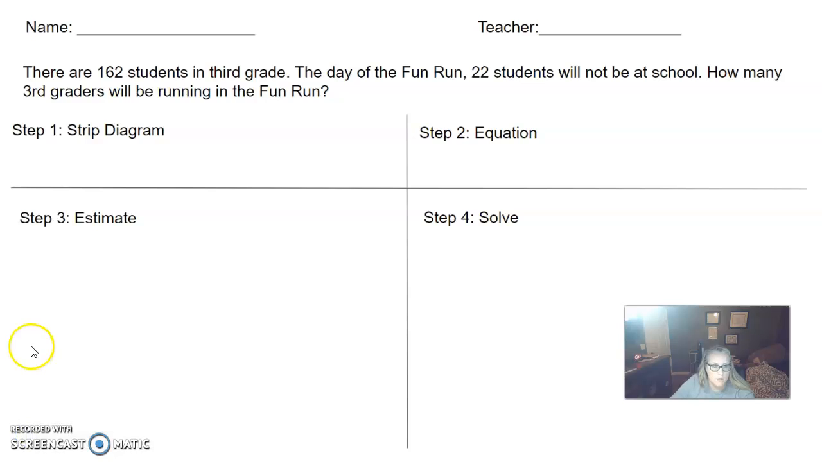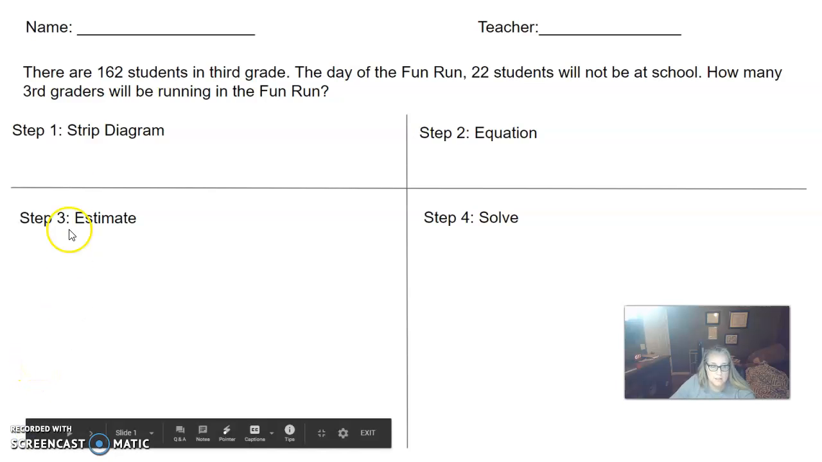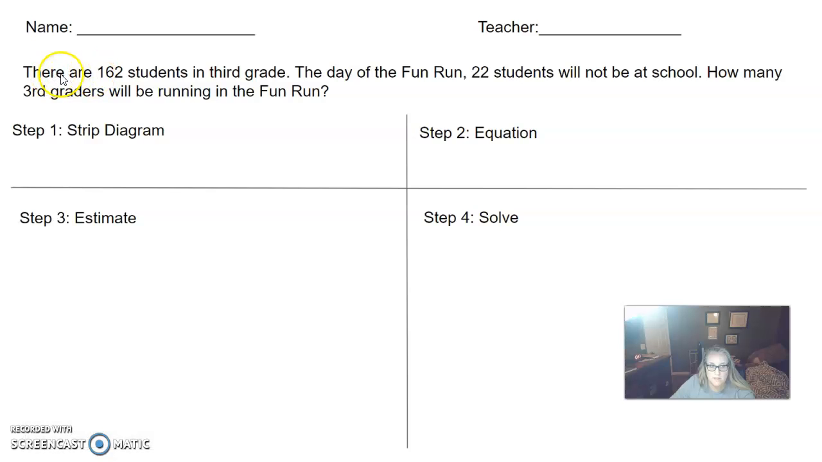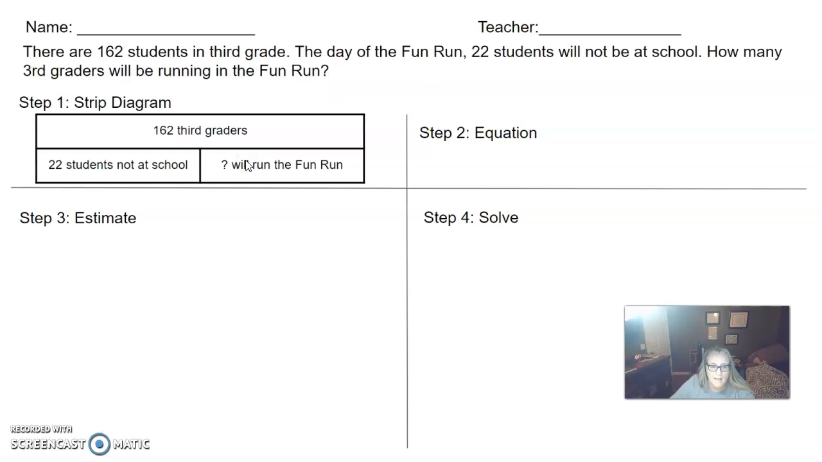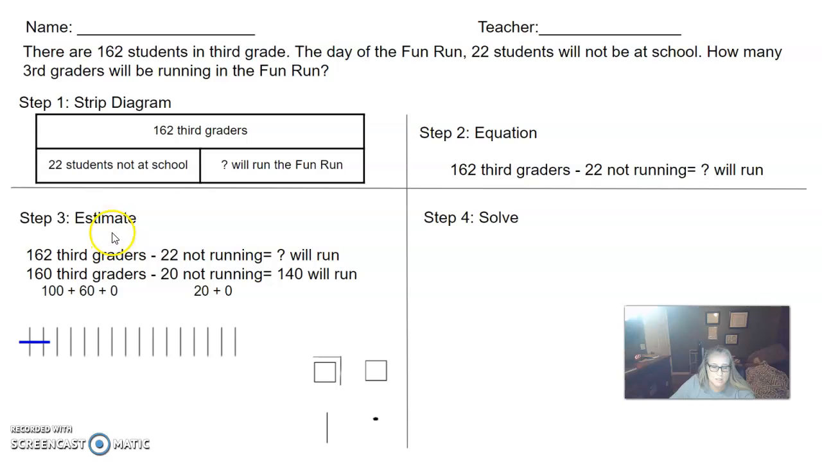So you are going to have papers that look like this. You're going to be given your word problem. In this one it says there are 162 students in 3rd grade. The day of the fun run, 22 students will not be at school. How many 3rd graders will be running in the fun run? So the first thing you're going to do is your strip diagram. After you've done your strip diagram, you are going to do your equation. After you do your equation, you are going to do estimation, and you are going to do it with your expanded form, and you are going to use your base 10 blocks to help you.